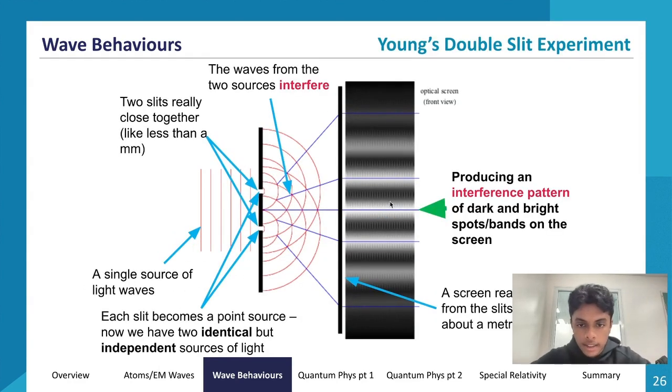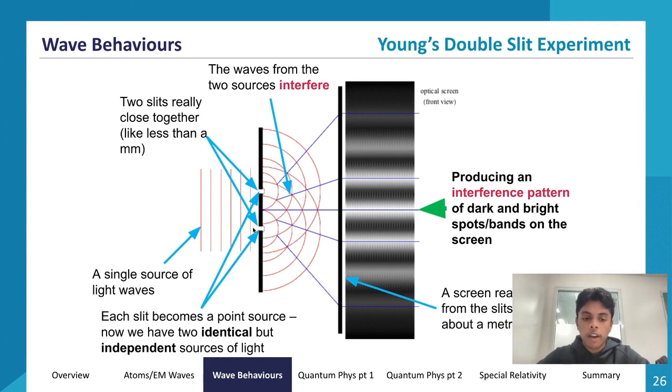So for example, next to the central maxima, we have the first minima. These dark bands we call the minima. So this is the first minima, and this is the first minima. Let's take this one for example. Slit 2 is closer to the first minima, so slit 2 travels an extra half wavelength to get to the first minima than slit 1. The other way around, sorry. Slit 1 travels an extra half wavelength to get to the first minima than slit 2.